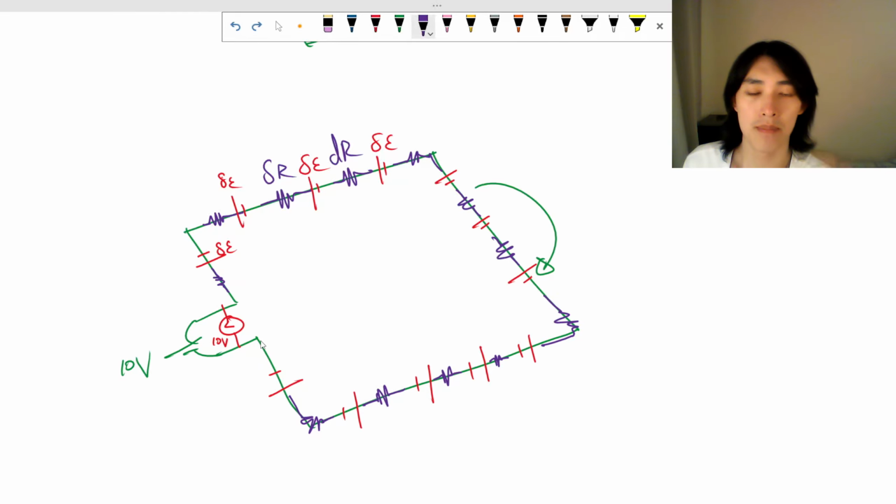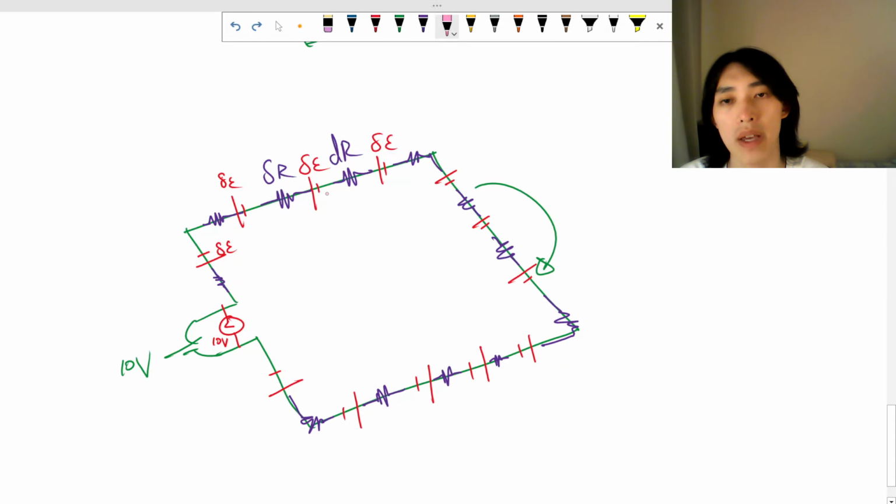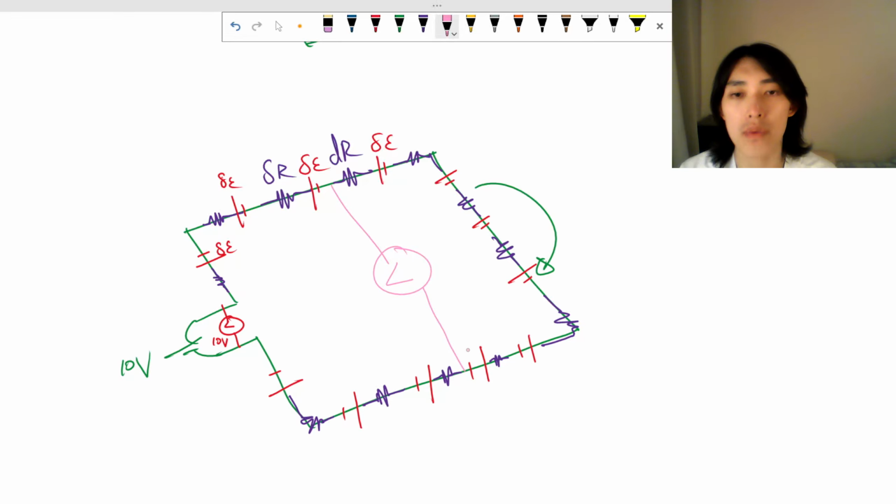So let's have a think about this. We're going to have a voltmeter that goes in between there, right? And when we have this voltmeter, what it's really doing is summing all the voltages across here, right? Summing all the voltages across here. So we can think about the voltages that would be across here.